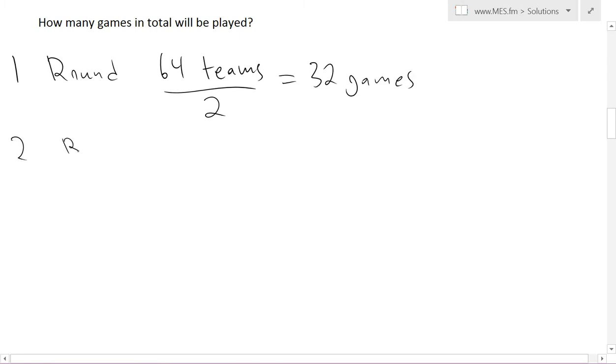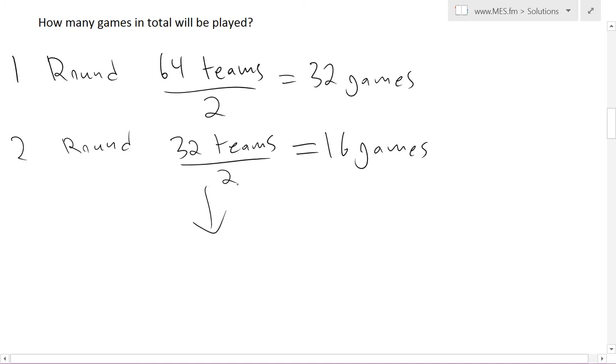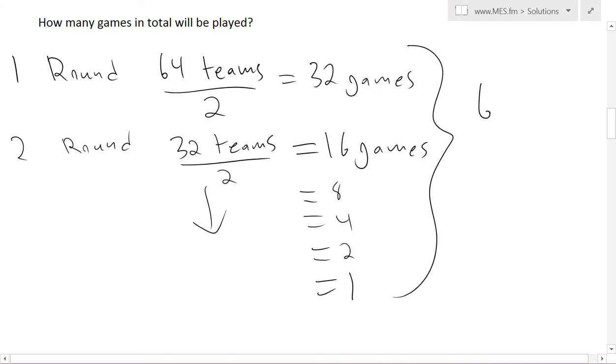For the second round, we take 32 teams, because the other 32 got eliminated. These ones are going to the next round. We divide that by 2 to get 16 games in the second round. So we keep following this pattern. We'll go down to 8 games, and then 4, 2, and then 1, which is the national championship game. We add this together, and we get a total of 63 games in the bracket, which is exactly one less than the total number of teams in the bracket. And that happens with other single elimination tournaments as well. So it's one game less than the total amount of teams.